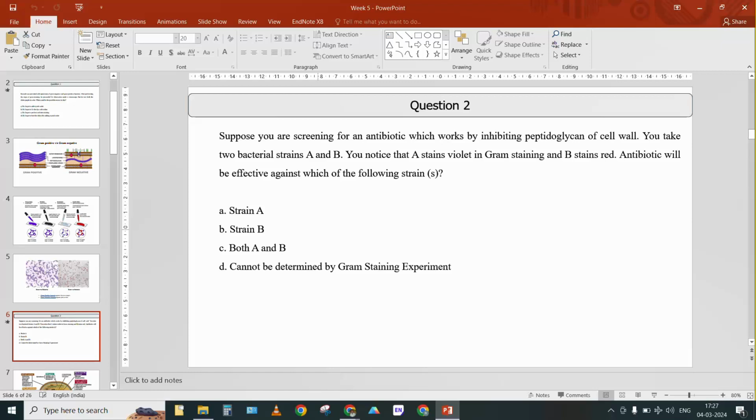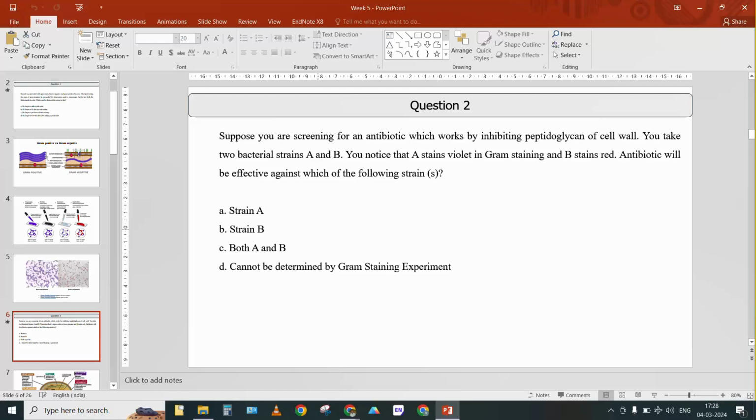So for this question, in the context of the Gram staining results and the mechanism of action of the antibiotic targeting peptidoglycans in the cell wall, let's analyze the situation. Gram staining is a technique that categorizes bacteria into two major groups. In the last question I've already told you, that is Gram positive and Gram negative. Now here it is mentioned that bacterial strain A stains violet in Gram staining, which indicates that it is Gram positive, whereas strain B staining red is Gram negative.